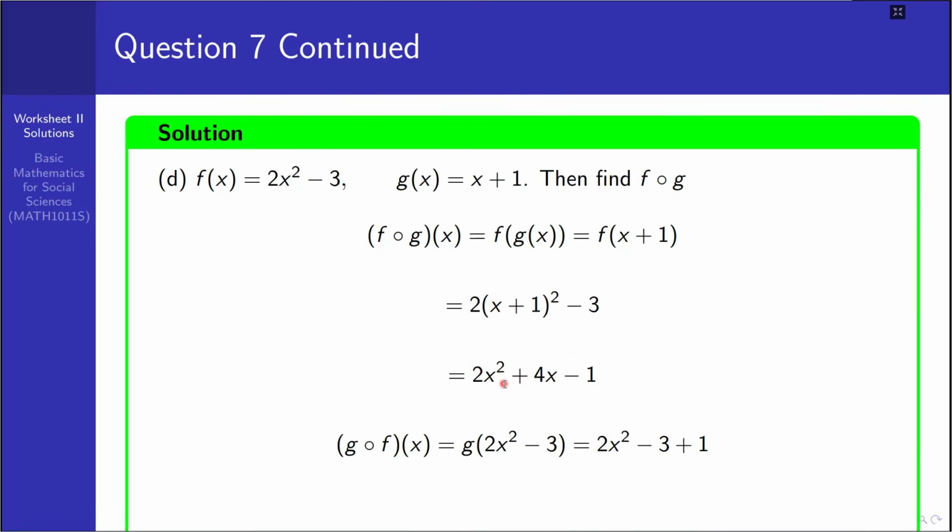Next, g composite of f of x could be g of 2x squared minus 3, which is equal to 2x squared minus 3 plus 1. Because what does g of x do?